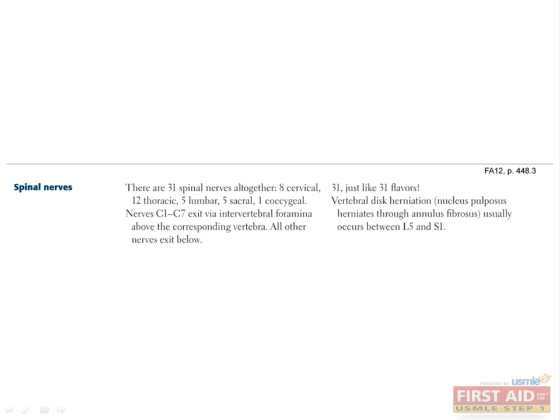There are 31 spinal nerves: 8 cervical, 12 thoracic, 5 lumbar, 5 sacral, and 1 coccygeal. Where along the spine do the spinal nerves exit? Well, C1 to C7 exit above the corresponding vertebra, while the remainder exit below. A slipped disc will cause paresthesias and motor deficits along the area of distribution of the nerve. Vertebral disc herniation most commonly occurs between L5 and S1.